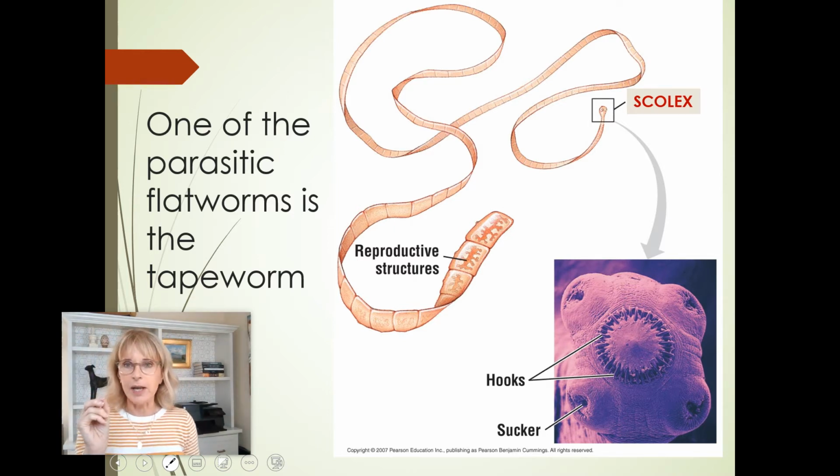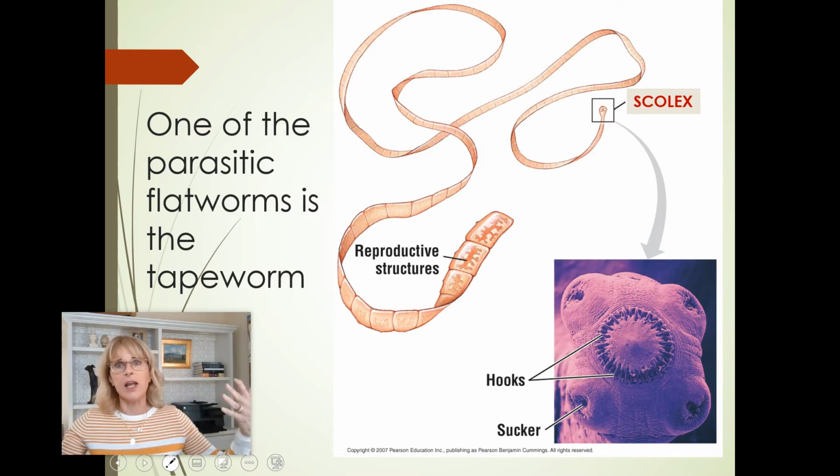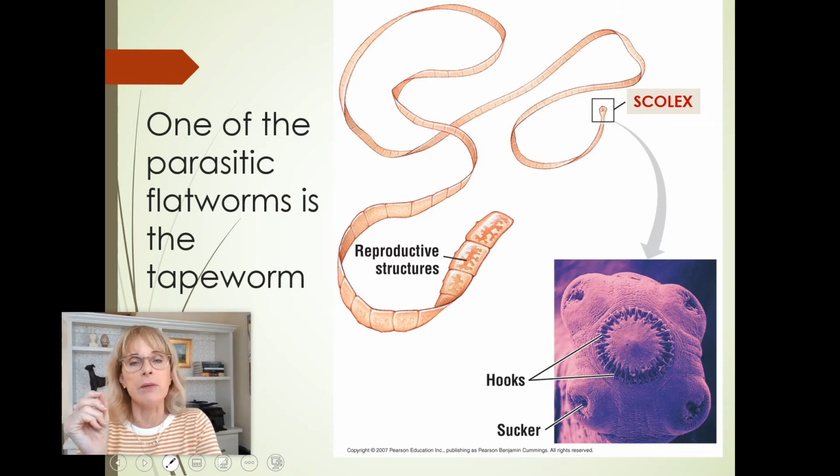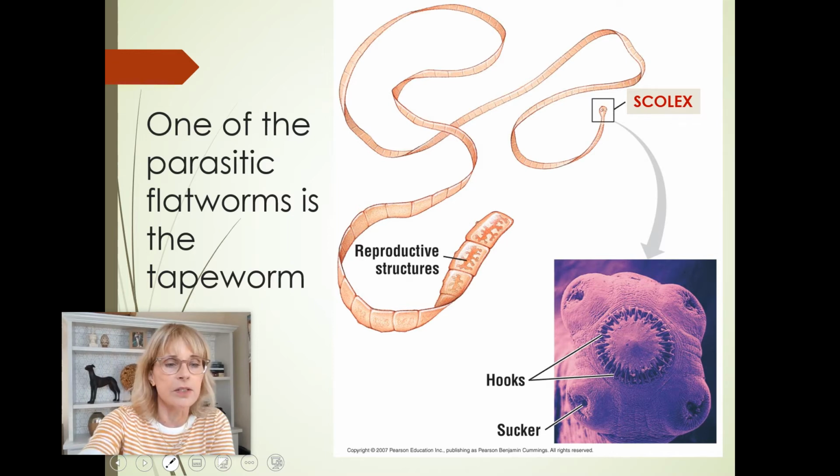So one segment is called the scolex, and the scolex will have suckers or hooks. In this case, it's got both, and those suckers and hooks attach it to the inside of you so that as the food moves through you, the worm doesn't move through you too. The worm doesn't want to go out in your poop. It wants to stay there and get fed. Now, all of these other segments, bing, bing, bing, and they get incredibly long. All those other segments are called proglottids.